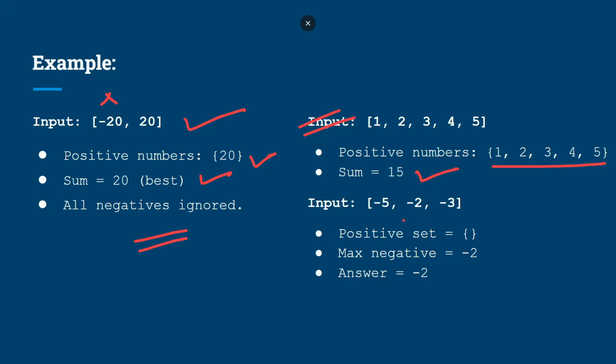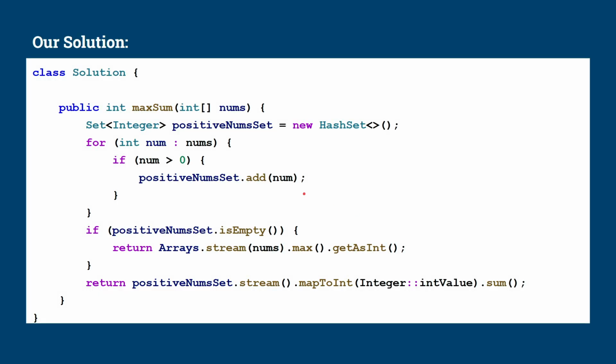Similarly, we have another example where all are negative. There are no positive values, so we will not put anything into the set. Then how will you find the sum? It means we have to find the max negative, and you will just return the max negative. So these are the two conditions that we talked about, and this is our solution.